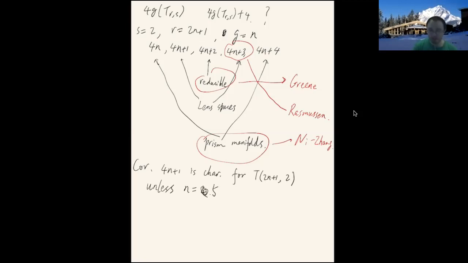And actually when n is equal to 5, we know the 21 surgery on T(11,2) is actually the same as the 21 surgery on T(5,4), which is just an L-space and lens space. So this is 21.